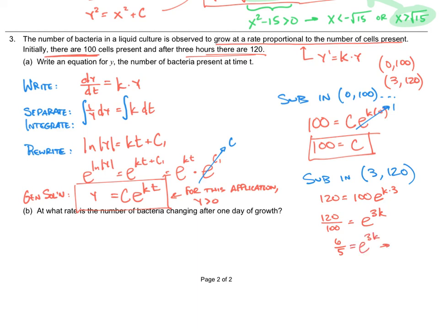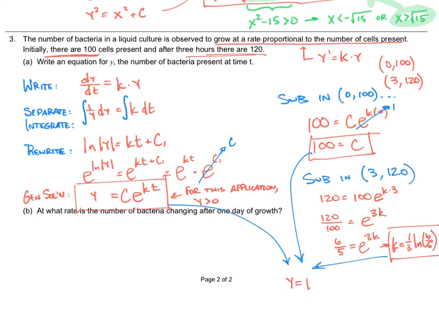And then I hope you know you can take the natural log of both sides and divide by 3 to give you the following. k is 1/3 times the natural log of 6/5. Okay, so we have all the pieces we need here to write our particular solution. We're going to take this, and this, and write it as follows. That is our particular solution.